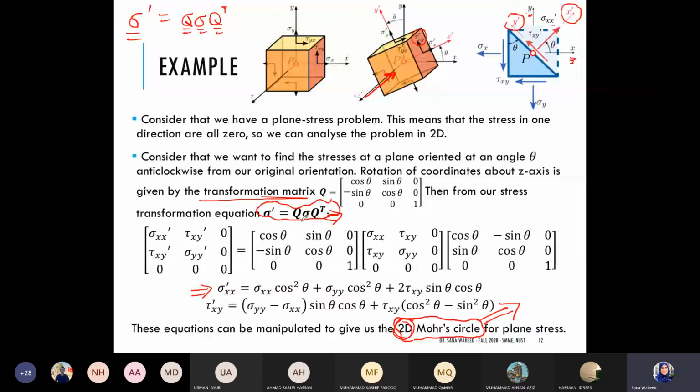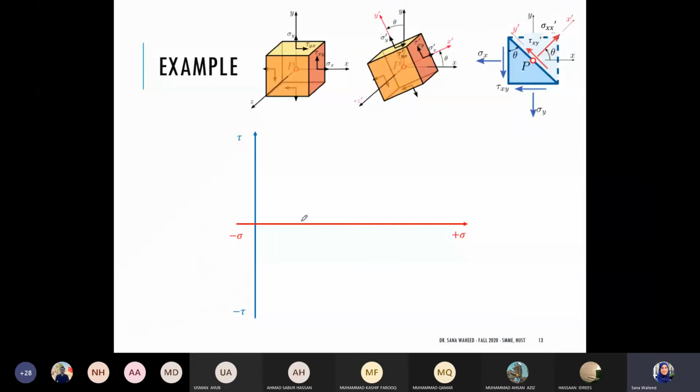Okay. So just for those of you who don't remember the Mohr circle, I'm going to explain it very quickly. But I do want you to know that you will not be examined on the Mohr circle in this course. Okay.